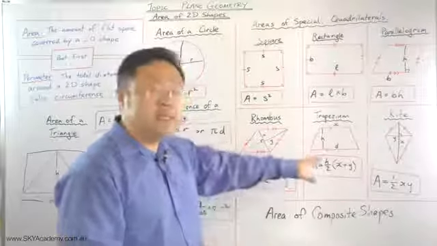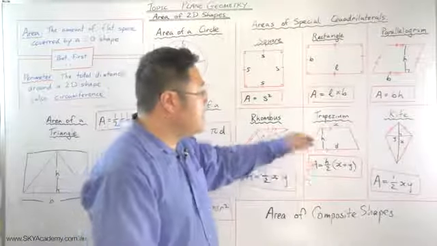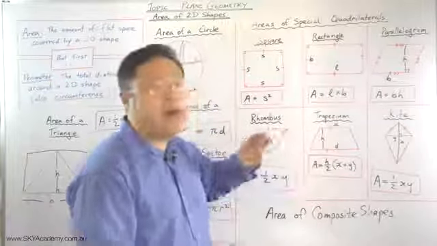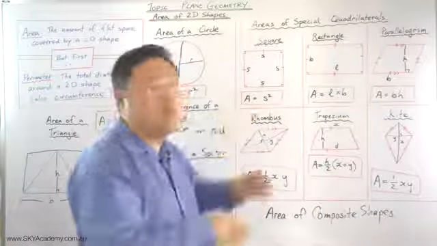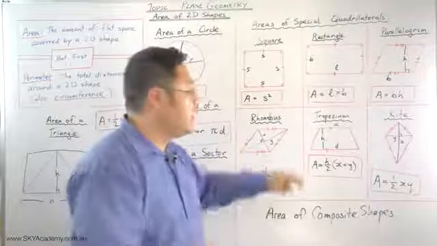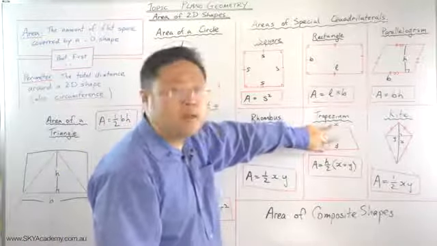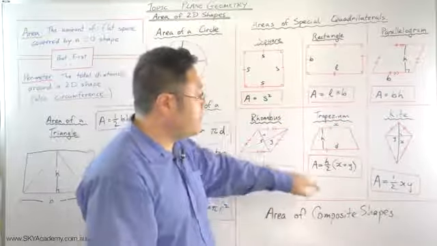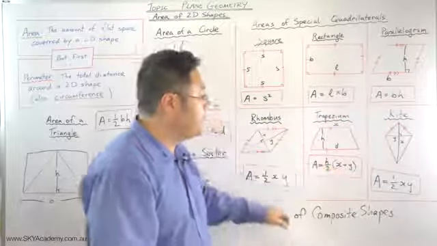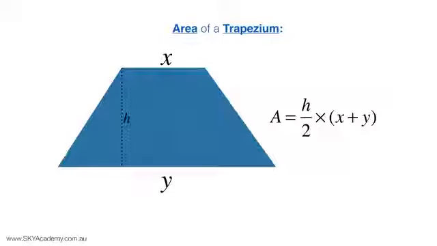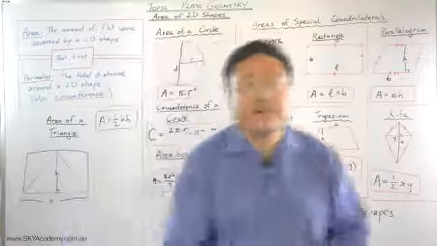For the area of a trapezium, you basically have your perpendicular height, h, and you have two parallel lines. One will be longer than the other one, all right? To find the area of a trapezium, you add your two parallel sides together, x plus y, multiply by your perpendicular height, and then halve it. So A is equal to h on 2 times (x plus y). So that's the area of a trapezium, right?